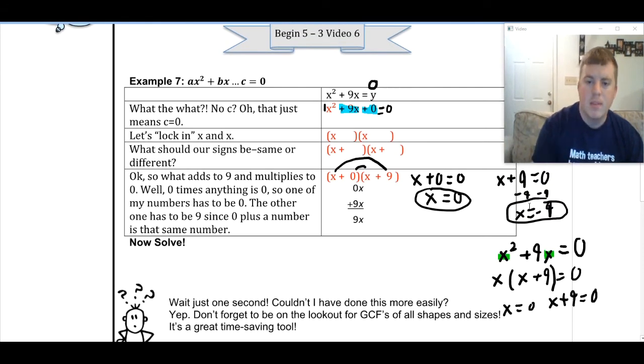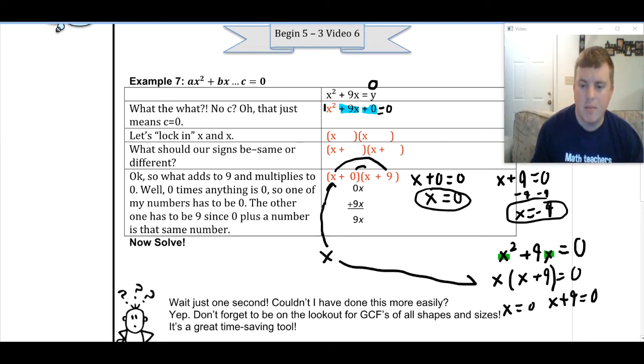Now, the way that this matches up, remember anything plus 0 is itself. So this x plus 0 term here is actually the x term that we have over here. So do be on the lookout when you don't have a c value to see if there is a greatest common factor that you can pull out. That may save you some time, but you also know that our normal tried and true method is definitely going to work for you as well.